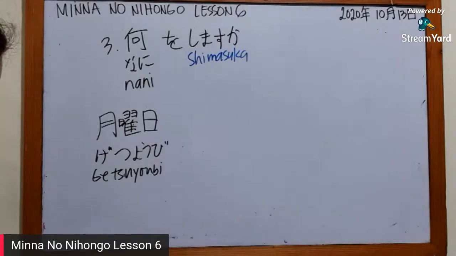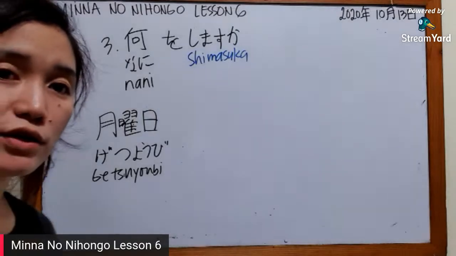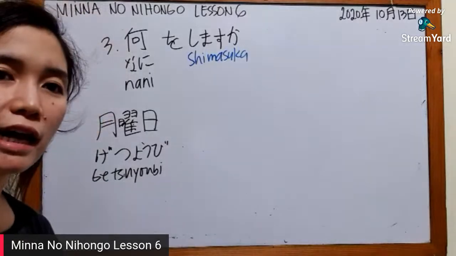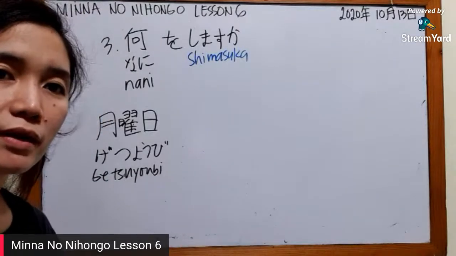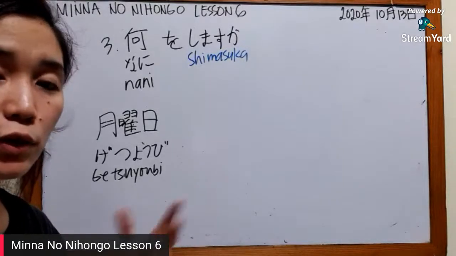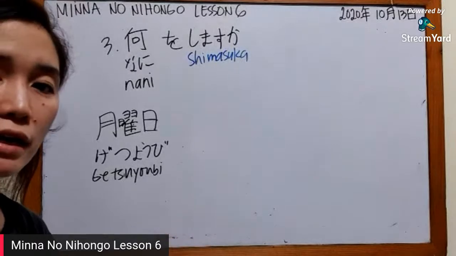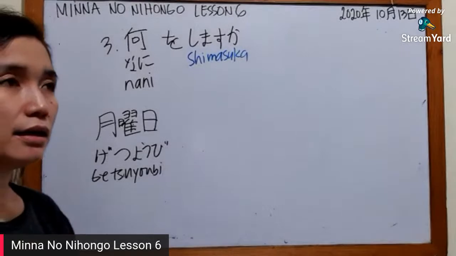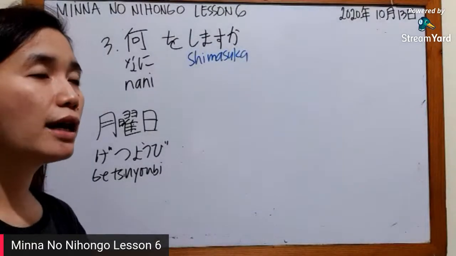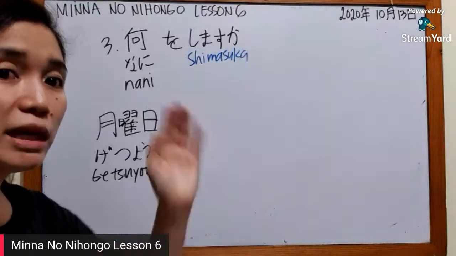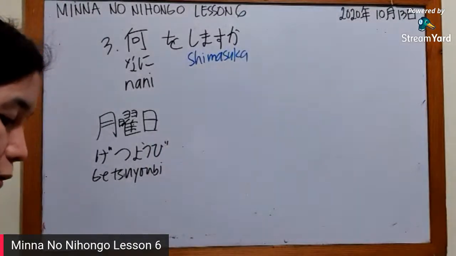And then you will answer. What will you do, minasan? Getsuyobi nani o shimasu ka? You can type your own sentence there. If you don't have a keyboard for Japanese, that's fine. Right now today is Wednesday, so it will be on Monday. What will you do on Monday?